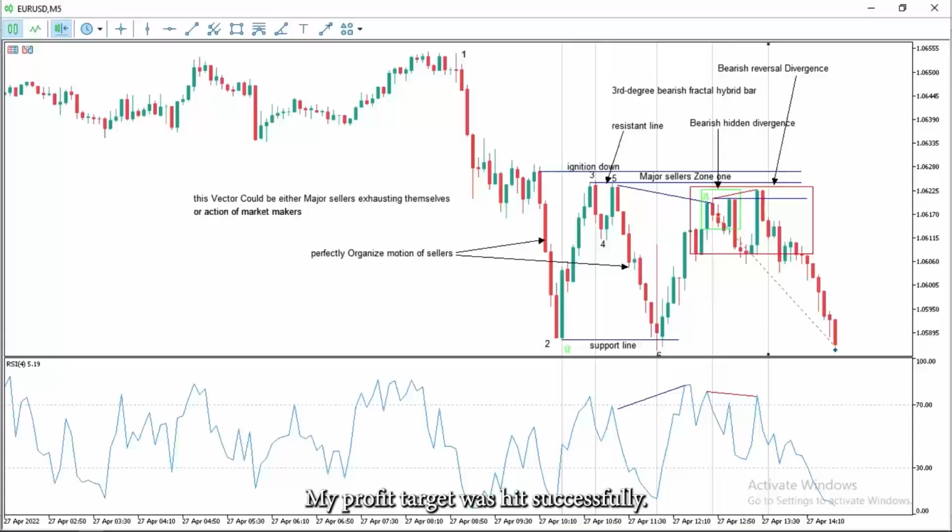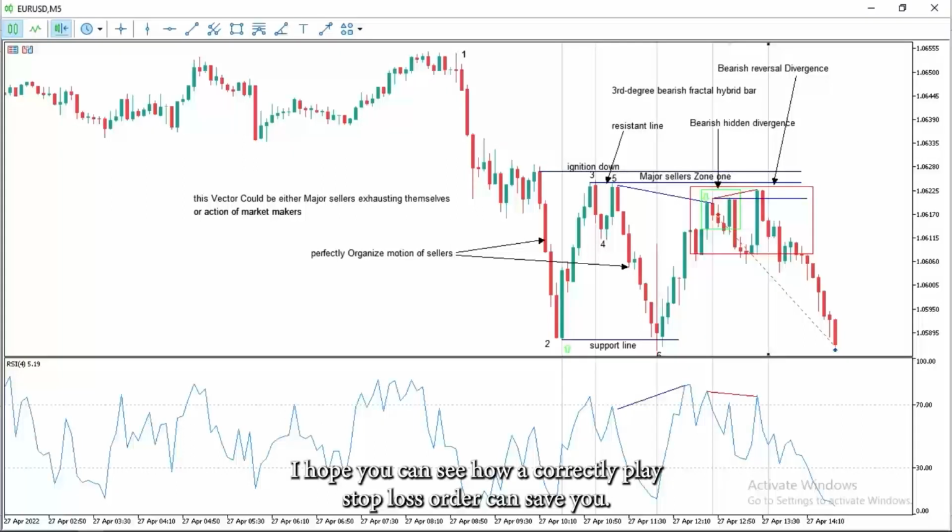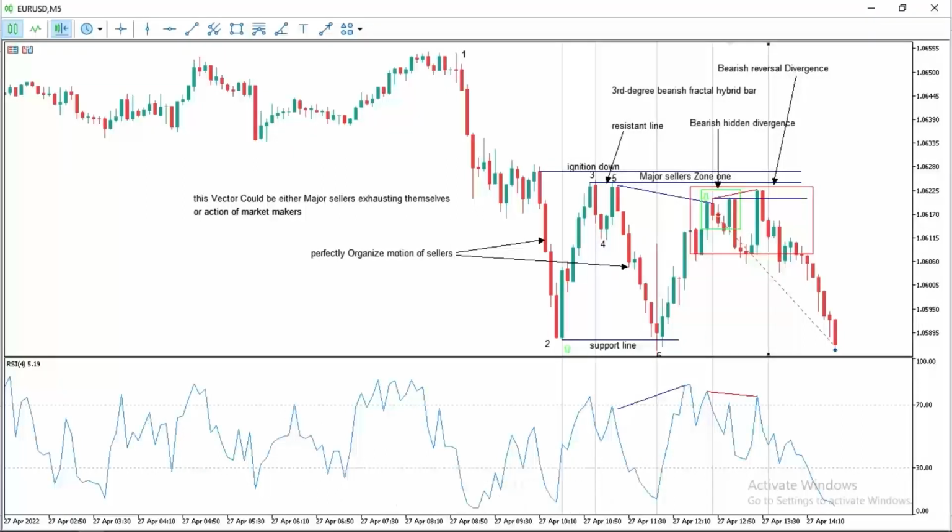A few more minutes. My profit target was hit successfully. I hope you can see how a correctly placed stop-loss order can save you.